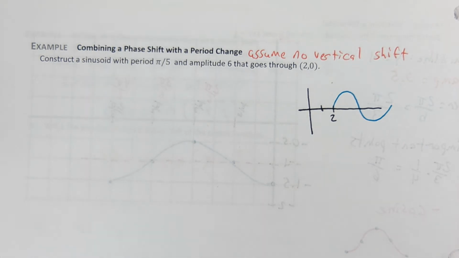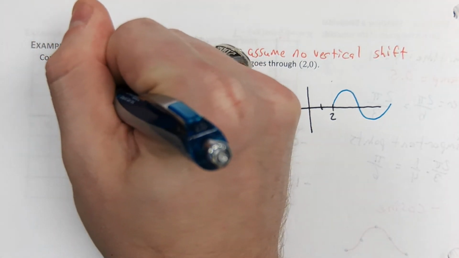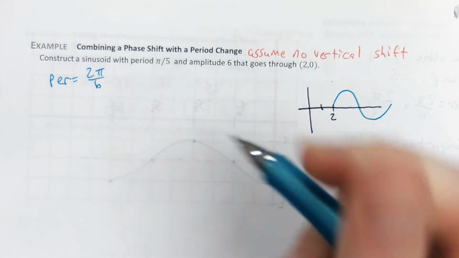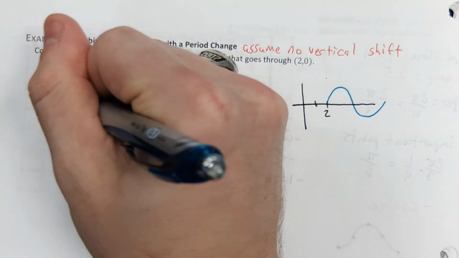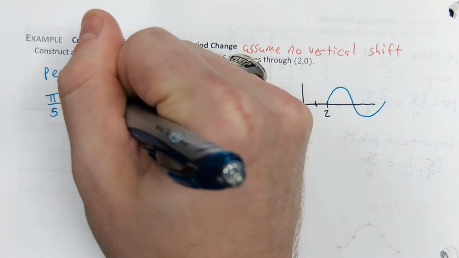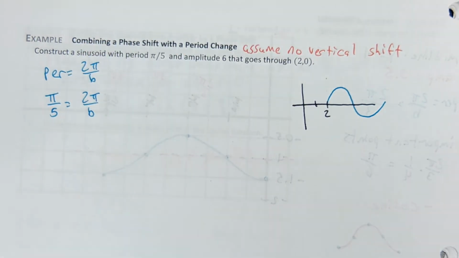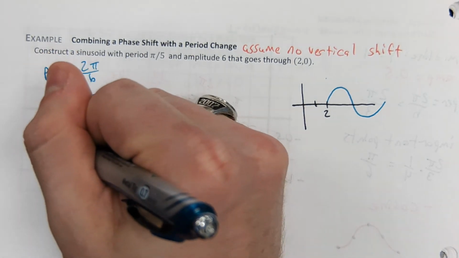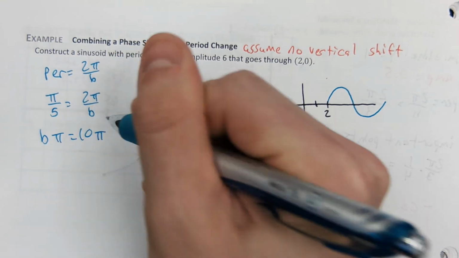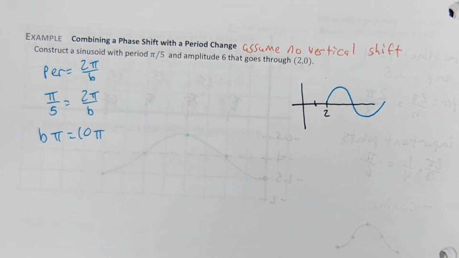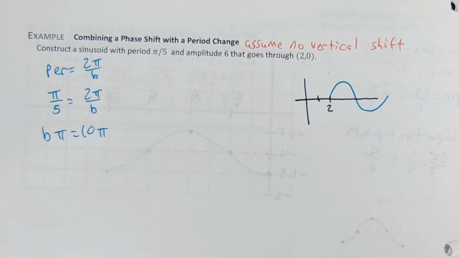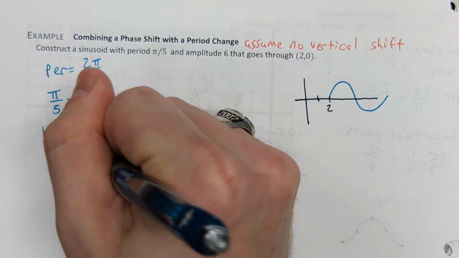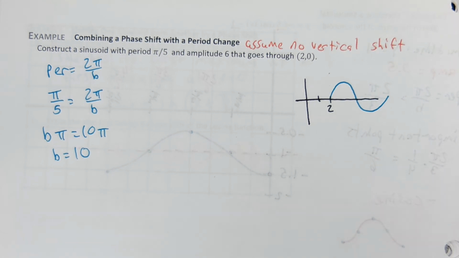That's it. So the period length is 2 pi over b, and the length of our period is pi over 5. Cross multiply, because we have a fraction equal to a fraction. If you cross multiply, you're going to get pi b equals 10 pi. B pi equals 10 pi, because I think that makes it really obvious what b is. Divide both sides by pi, you get b equals 10. There. Now we just write an equation.